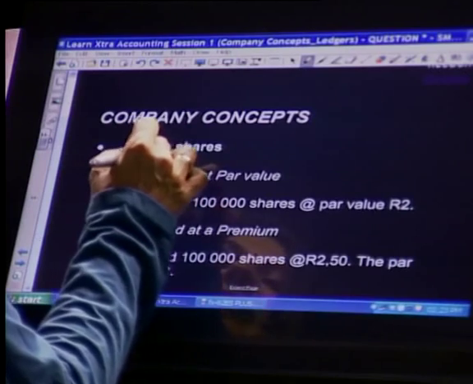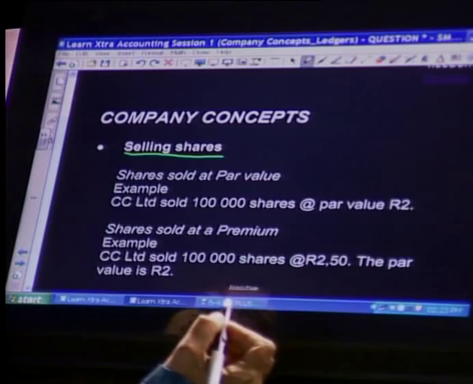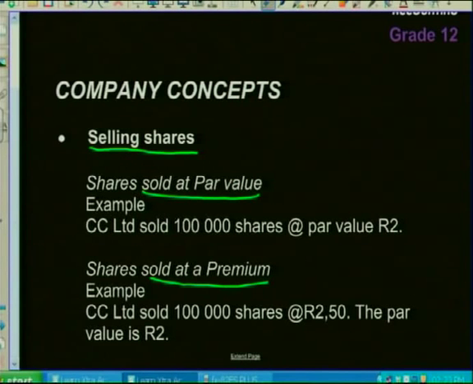Right, the very first transaction that I want to look at in a bit more detail is the selling of shares. Now remember, I've already mentioned that a company raises its capital by selling shares. You're going to come across two concepts when it comes to shares: selling shares at par value, and then we're going to be looking at shares that are sold at a premium. Now let's start with selling shares at par value. The word par, grade 12s, simply refers to the nominal value of shares.